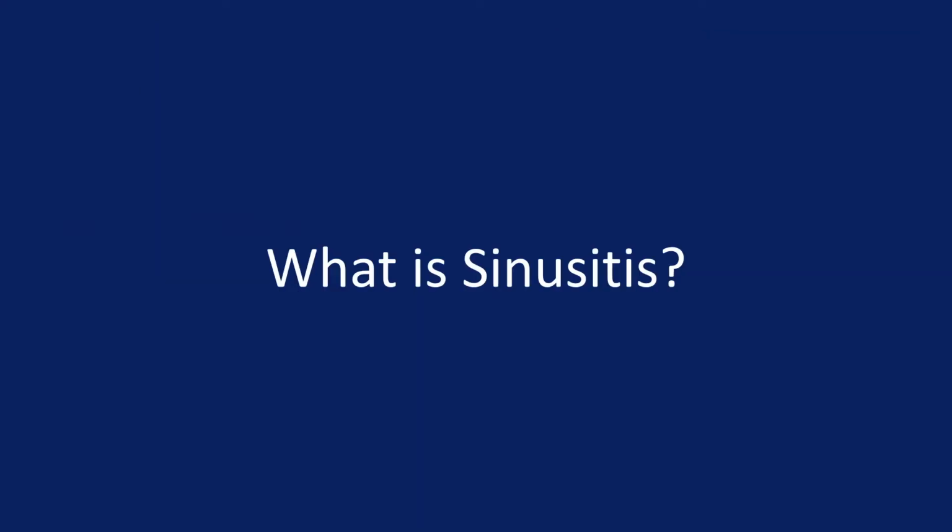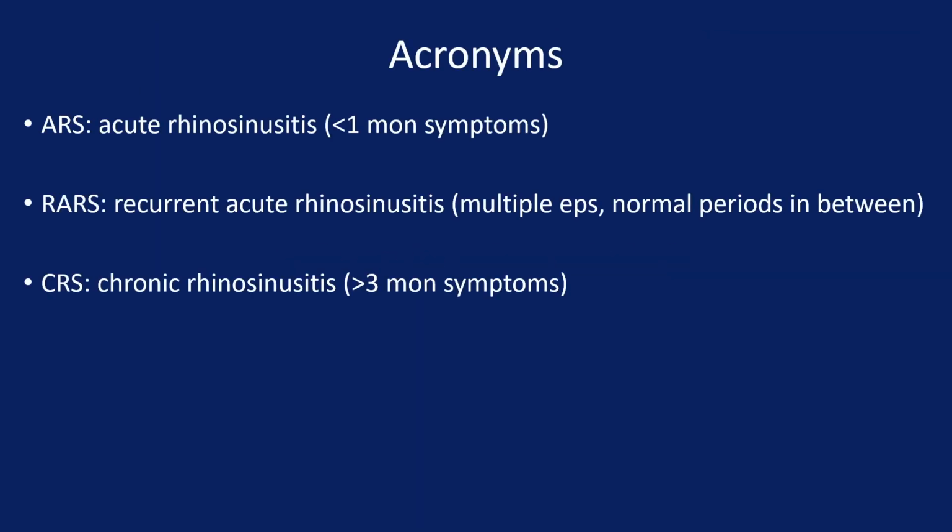All right, so let's talk about sinusitis. First, some acronyms that are going to show up throughout this talk. So acute rhinosinusitis, or ARS, this is less than 1 month of symptoms. I'm going to say this multiple times throughout the talk to hit home with it. Recurrent acute sinusitis, or RARS, this is when you just have multiple episodes of acute rhinosinusitis with normal periods in between. Whereas chronic rhinosinusitis is 3 months or more of symptoms.